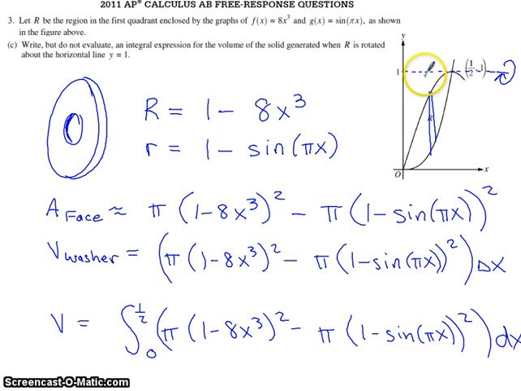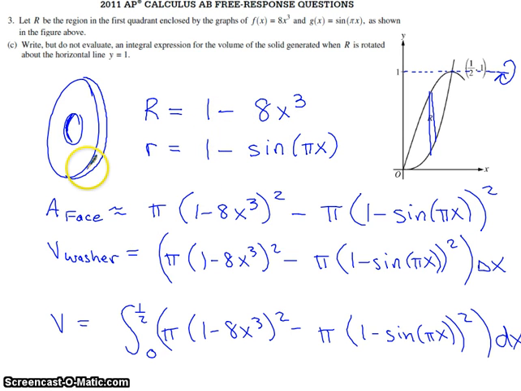The small radius comes from this gap in the solid, or in the coordinate plane, between the axis of rotation and the top of our slice. And that's a difference in y values as well. And the bigger y value is still 1. Smaller y value is now on the top curve, or sine of pi x. So we have our big radius, we have our small radius.